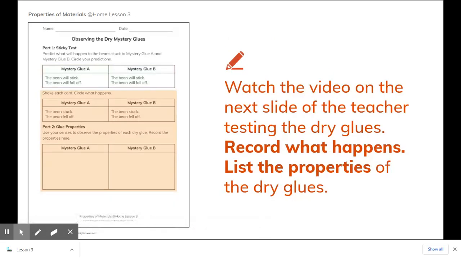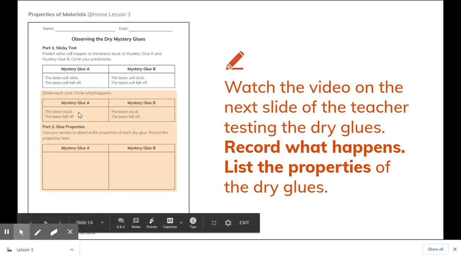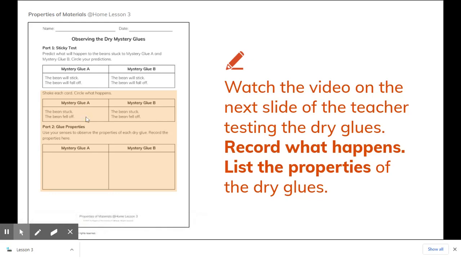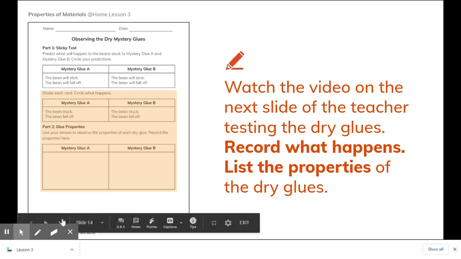Now, on the next slide, we're going to be watching a video of the teacher testing the dry glues. You are going to record what happens and list the properties of the dried glues. So up at the top, the sentences are exactly the same. The bean stuck, the bean fell off, the bean stuck, the bean fell off. You are only going to circle what happens. And then down here, you are going to list the properties of the dried glues. This is still page 9.